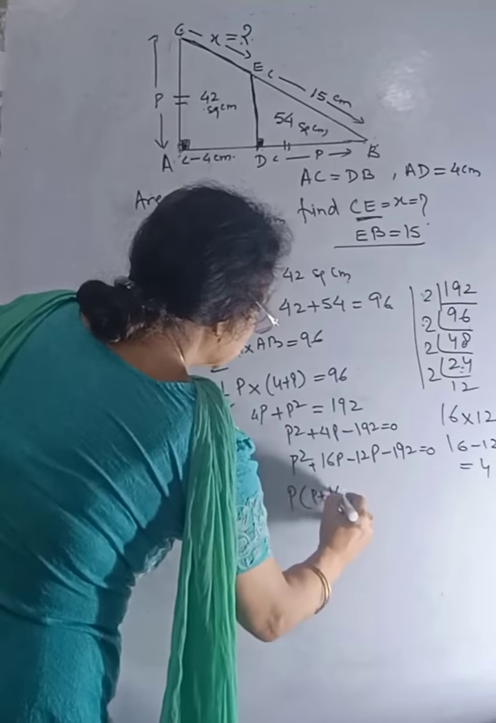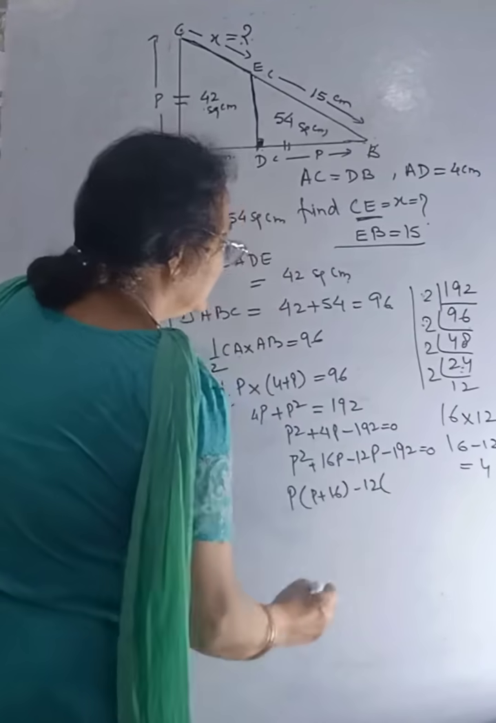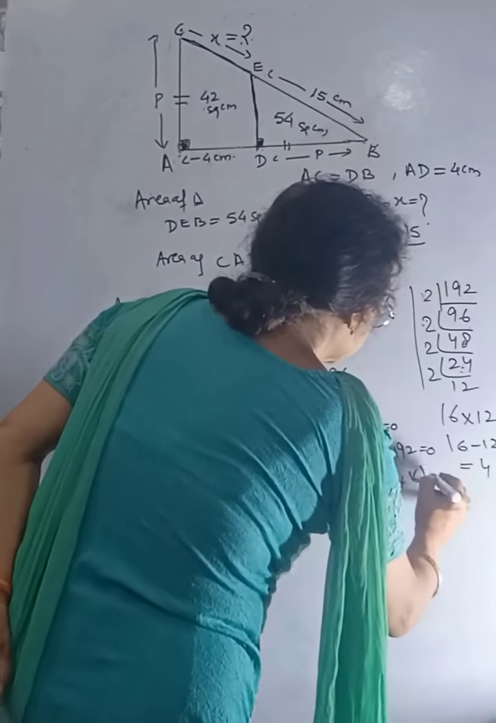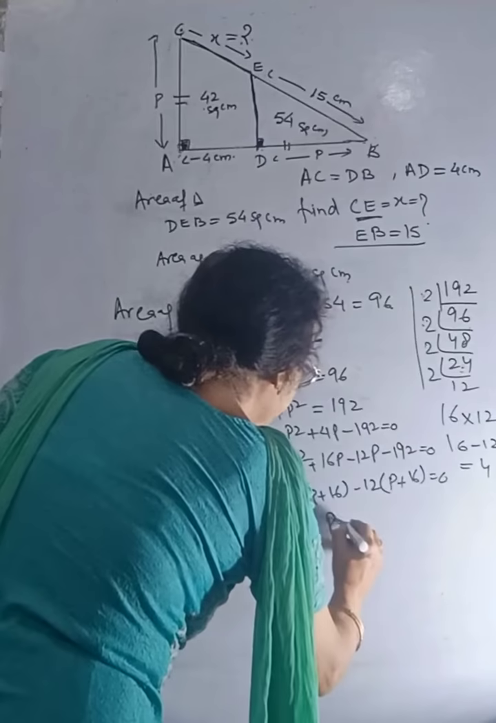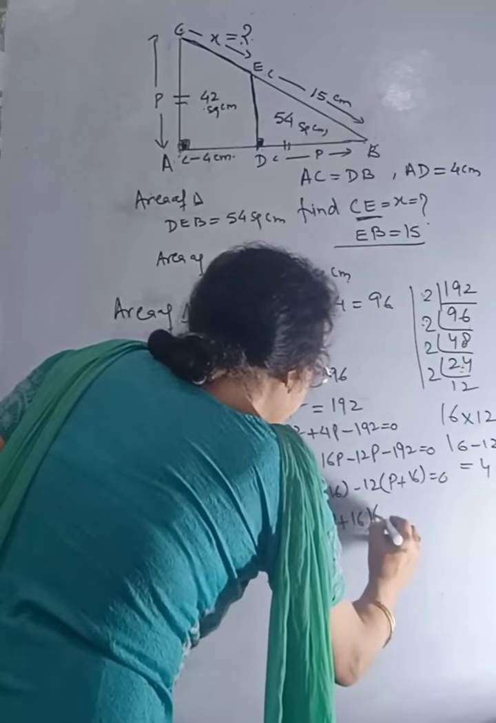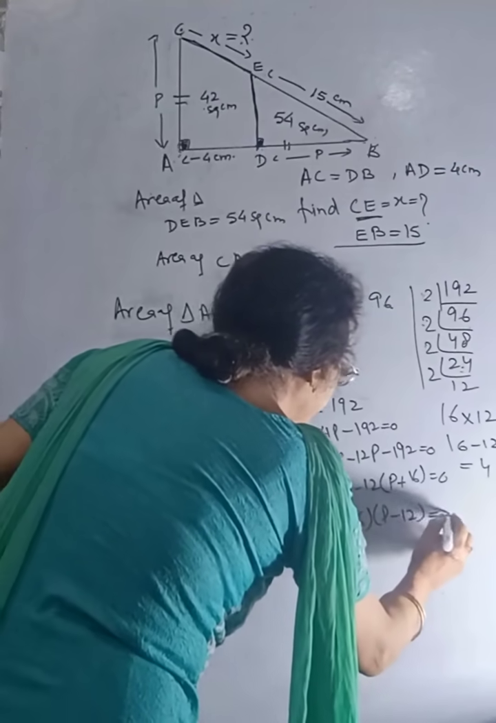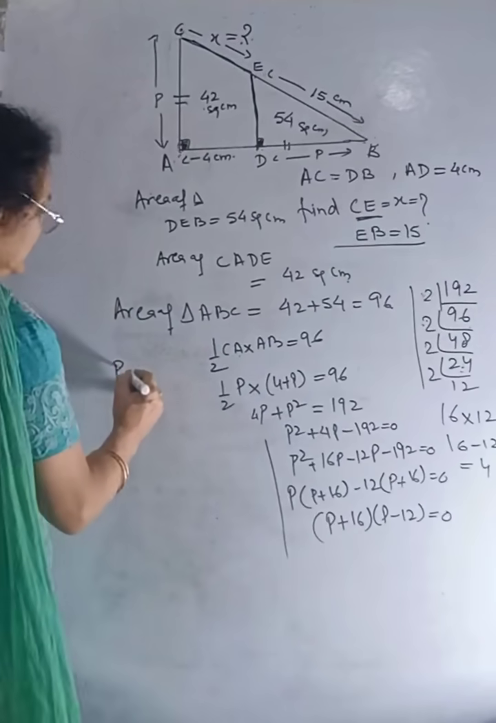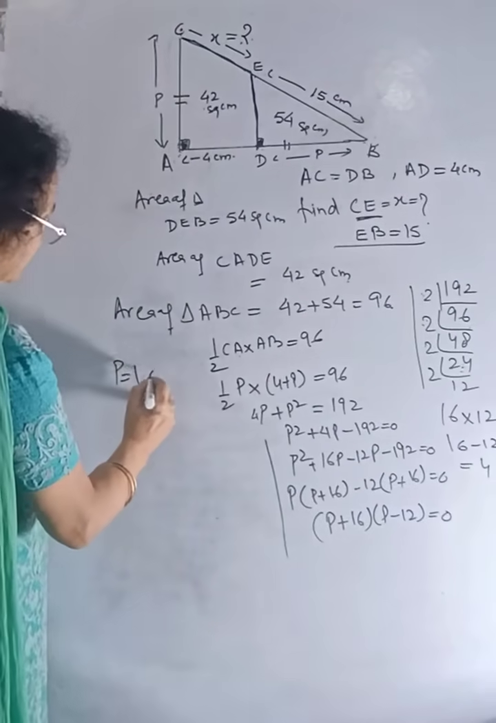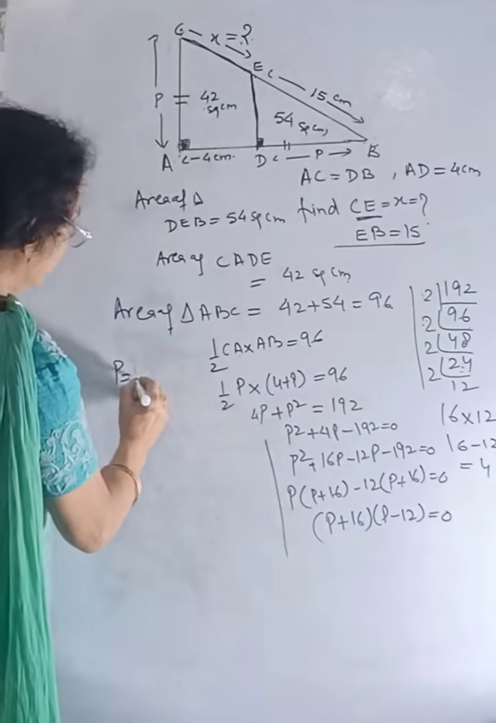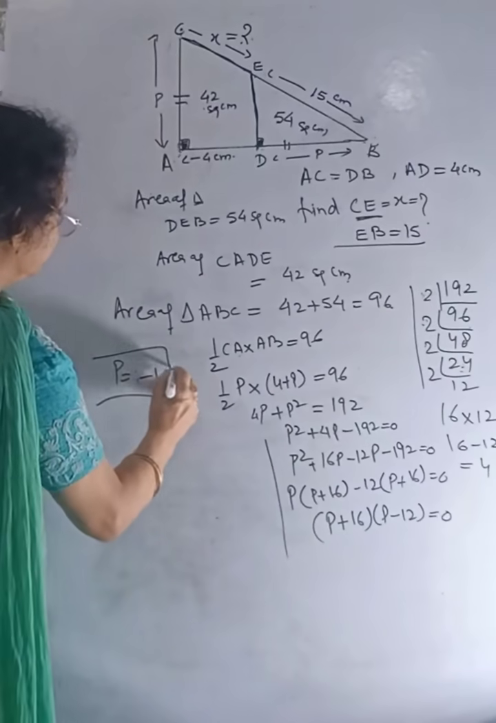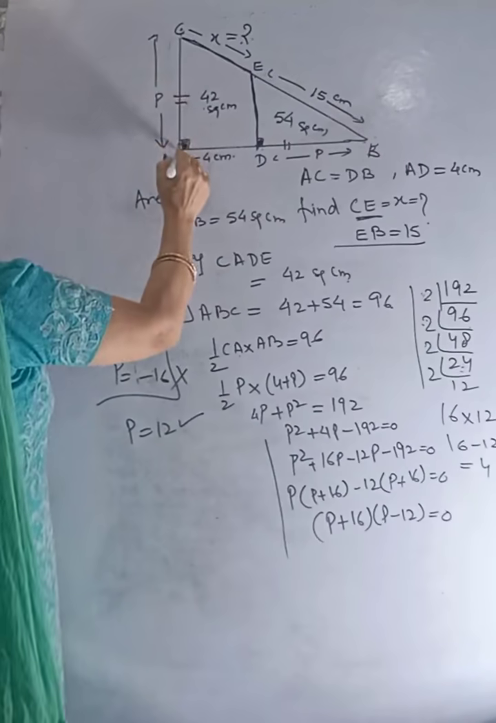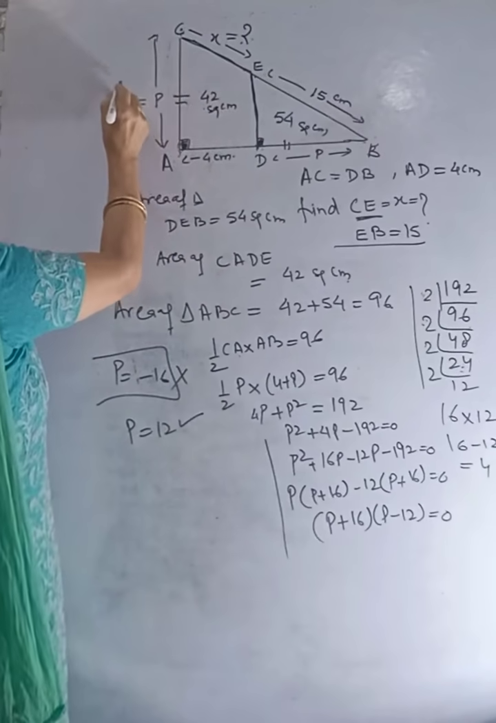Then P plus 16 minus 12, further taking common, P minus 16, plus 16 is equal to 0. It means P plus 16 and P minus 12, these are the values of P. We have two values of P. One is P equal to minus 16, which is not possible, and another P is equal to 12, which is possible. It means this will become 12.